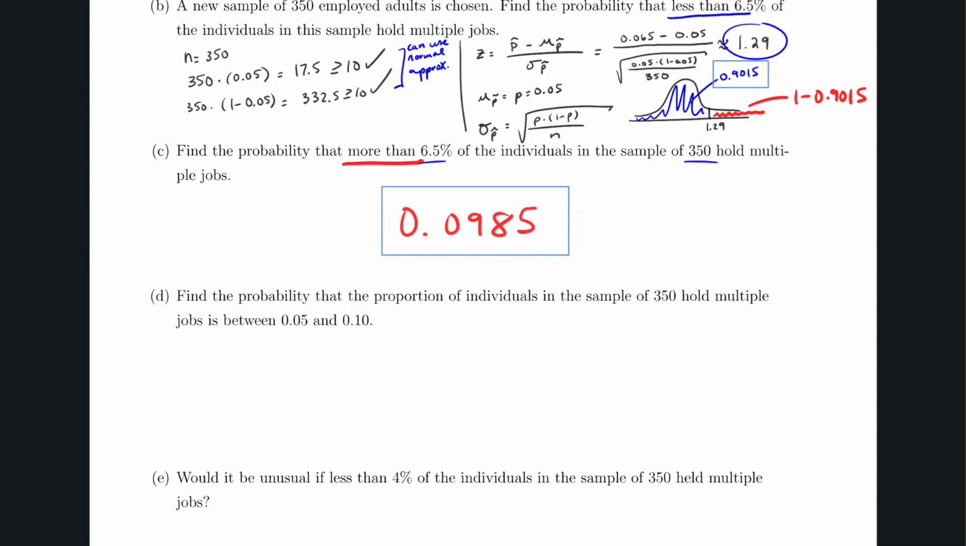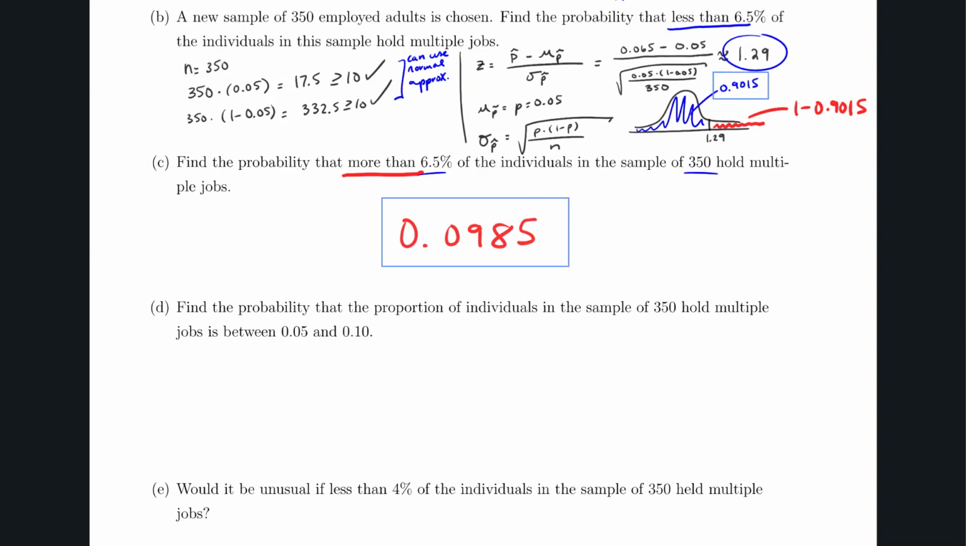Now for part D, it says find the probability that the proportion of individuals in the sample who hold multiple jobs is between 0.05 and 0.10. Keep in mind this 0.05 is not phrased the same way as our 6.5% before. All it's doing here is doing our initial step of translating what we saw. The previous question started with saying 6.5%, but what do we immediately do for that 6.5%? We change it to a decimal. So here in part D, they're just giving us the decimal straight away.